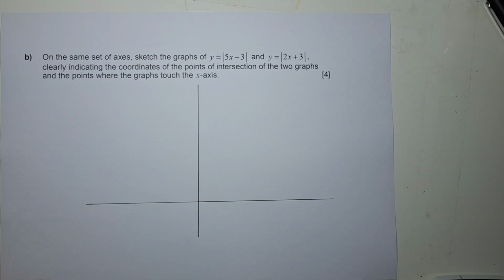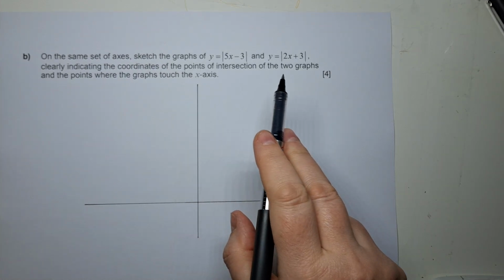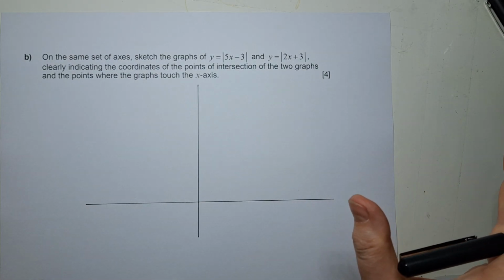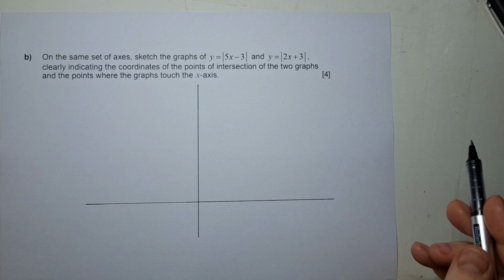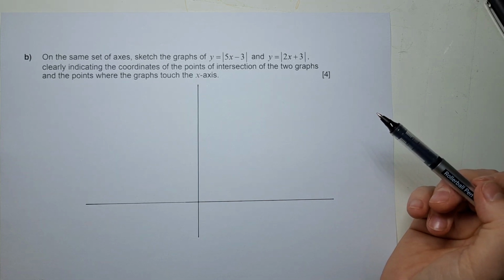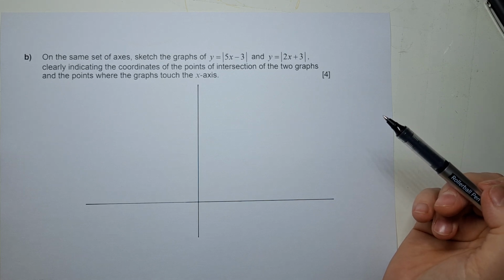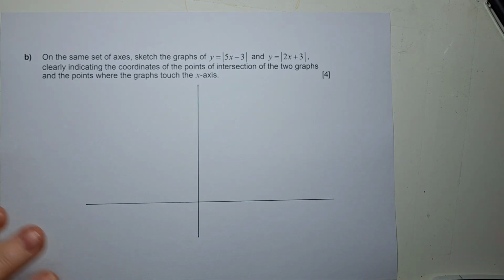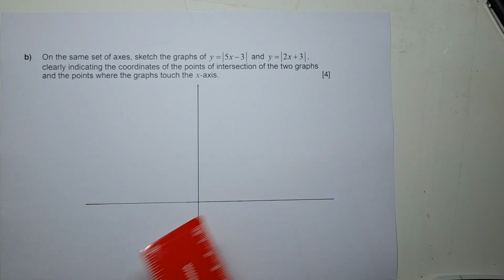Part B. On the same set of axes, sketch the graphs. So we already know that these two lines intersected at (2, 7) when we didn't have the modulus, and that's going to be useful here. But the idea, remember, is that you draw the graph without the modulus and then reflect anything that's gone below up above. We also need to think about, as we're going along, where it touches the axes.